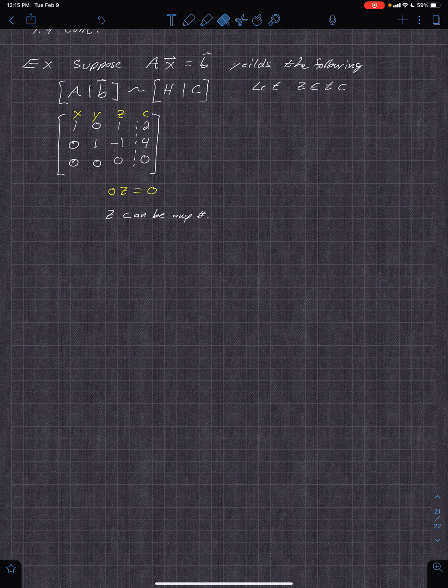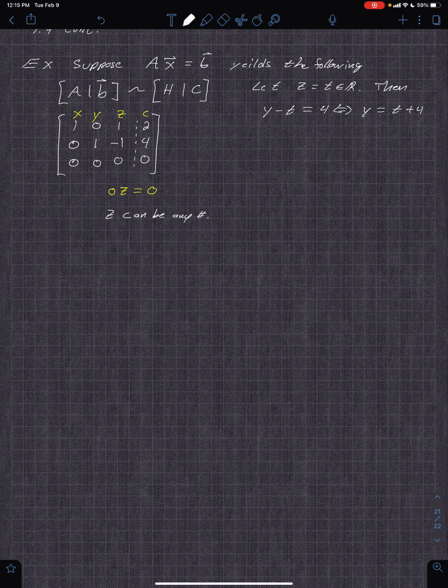Oops, I totally wrote that wrong. Let Z equal T, which is in the reals. So you're letting it be arbitrary. So then what you get is when you back substitute, you get your different forms. You get Y minus T equal to 4. And then you can solve for Y in terms of T. So Y is T plus 4.